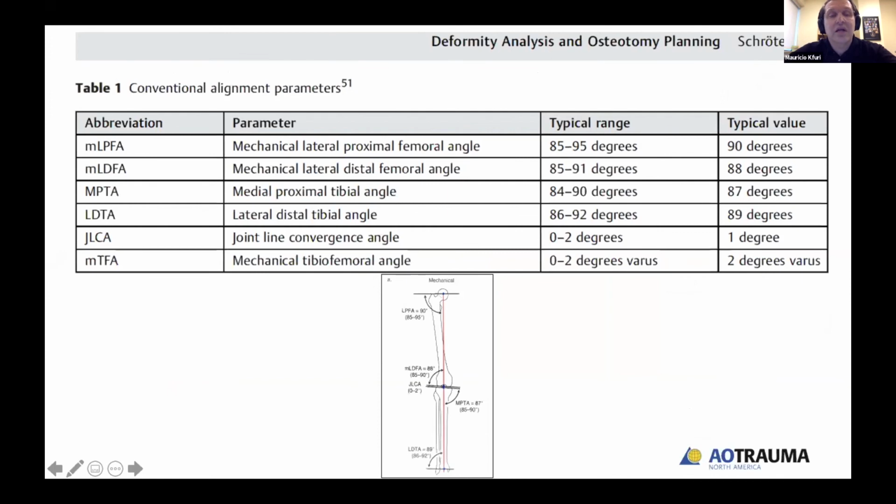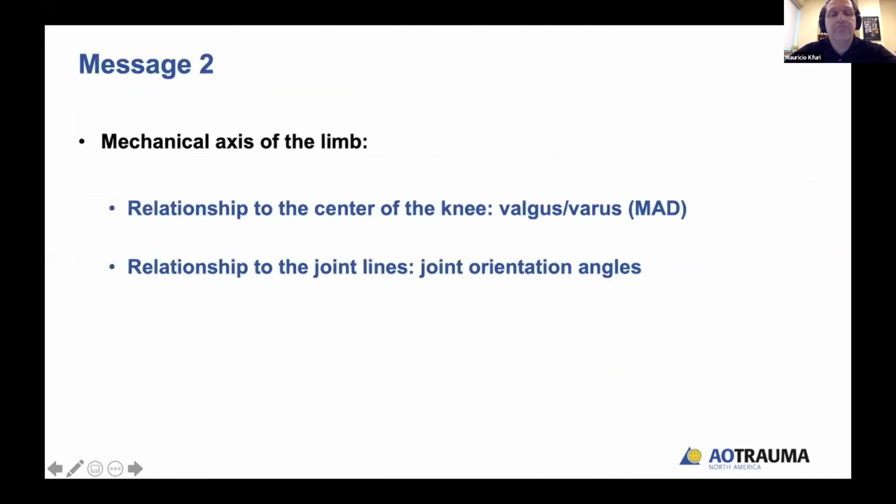Again, those are the angles of reference that one has to take into consideration with the interval that is accepted to be okay. For the lateral distal femur angle, it goes between 85 and 91, and for the mechanical proximal tibial angle, it goes from 84 to 90, and those angles are of critical importance if you're doing planning and if you aim to restore the alignment of the lower limb.